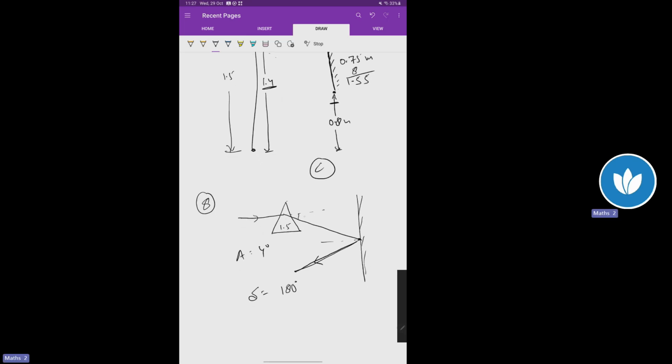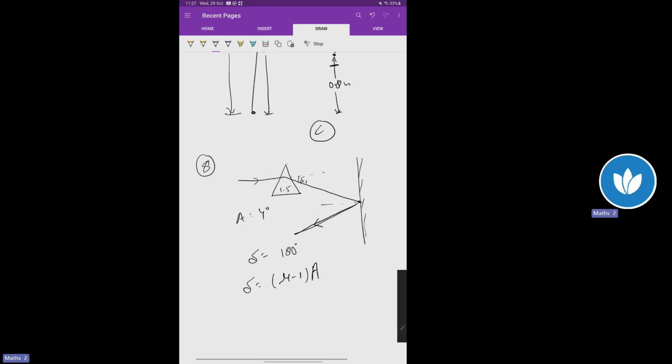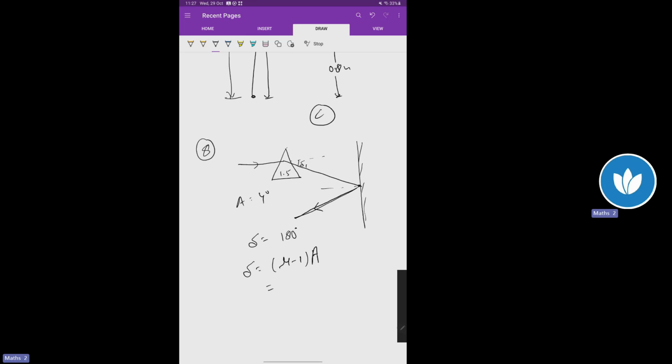And we can find this deviation, delta 1. Delta 1 is (mu minus 1) into A for a small angle prism. We use this formula. This is 1 by 2 into 4, 2 degree. This angle is 2 degree. This is also 2 degree. This is 2 degree.